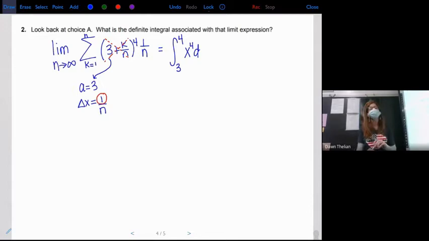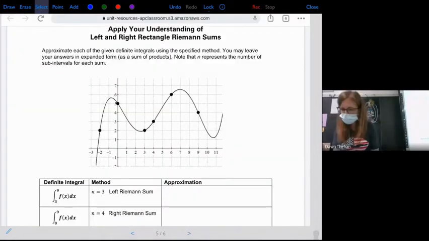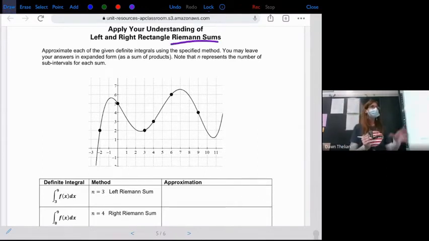Questions? All right, so the first day's lesson, when we did LRAM, MRAM, RRAM. Oh, that's weird. Where's the rest of my lesson? It asks us now, apply your understanding left and right rectangle Riemann sums. Now, in this first example, the reason why I picked this one is that I want you to remember that a Riemann sum doesn't always have to be equal subintervals. So you have to read the question to see if they're requesting that or not.